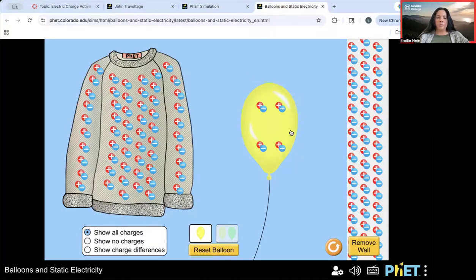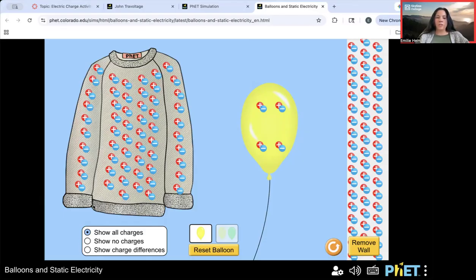With this simulation, you have essentially this image of a sweater, a balloon, and over here a wall, and we see electric charges here. That shows the charge that's in the molecules that make up all of these things. Everything is neutral right now, because for each positive charge you have a negative charge, so those two cancel out.